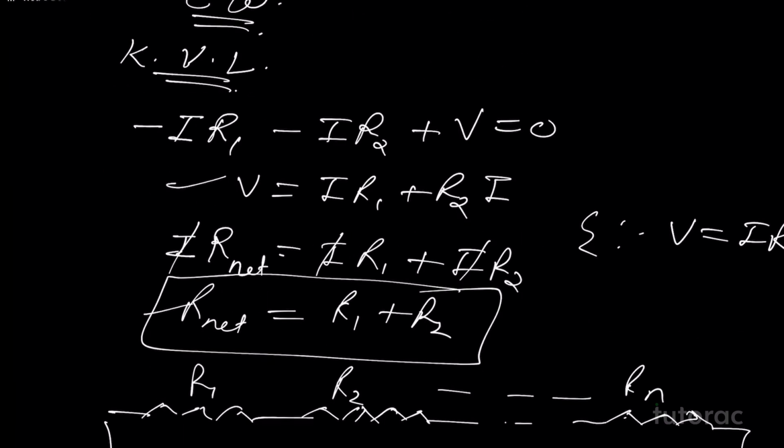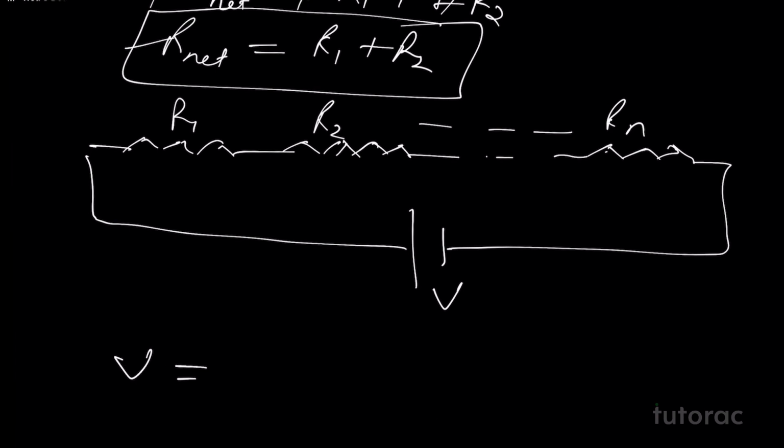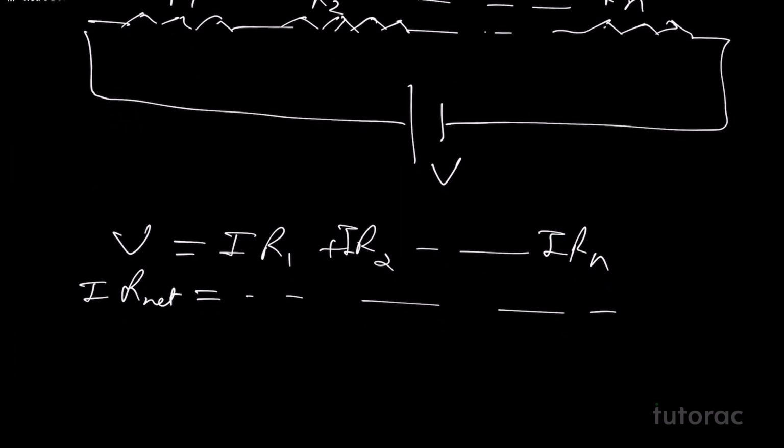Let me write the equation. V equals IR1 plus IR2 up to IRn. Now, this V, again I can substitute as I multiplied by R net equals, again the same thing, IR1 plus IR2 plus IRn. Cancelling out I, we'll again get R net equals R1 plus R2 plus R3 up to Rn.